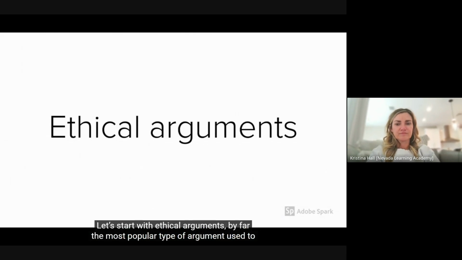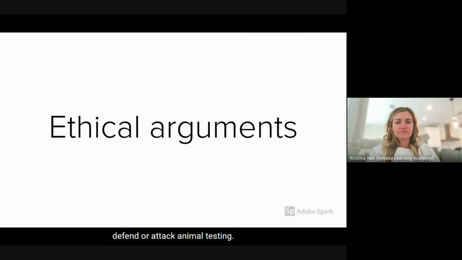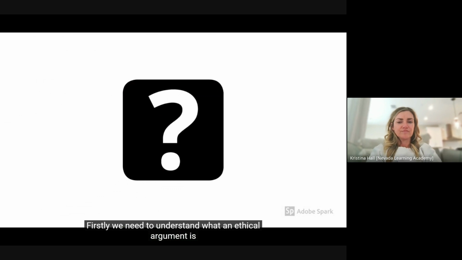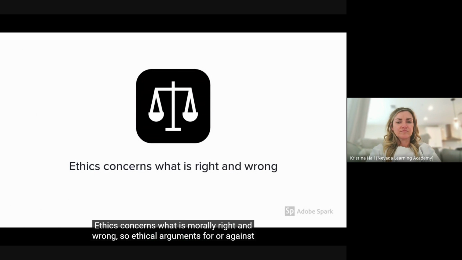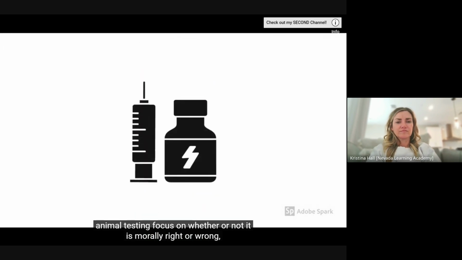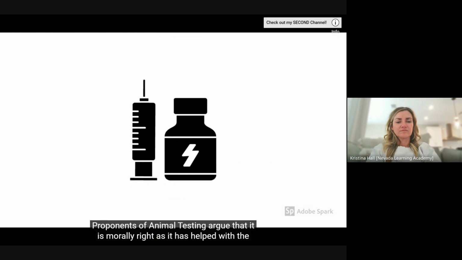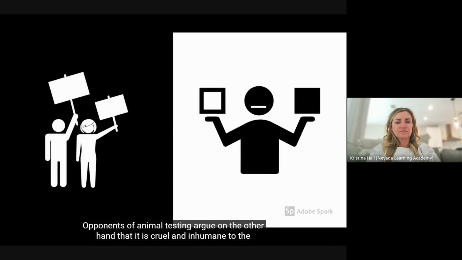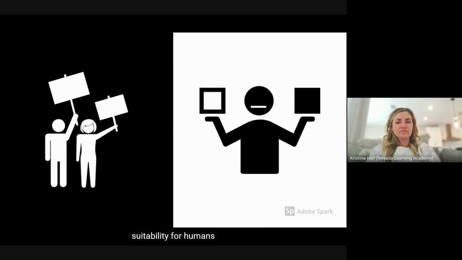Let's start with ethical arguments, by far the most popular type of argument used to defend or attack animal testing. Firstly, we need to understand what an ethical argument is. Ethics concerns what is morally right and wrong, so ethical arguments for or against animal testing focus on whether or not it is morally right or wrong. Proponents of animal testing argue that it is morally right as it has helped with the development of many life-saving treatments for both humans and animals. Opponents of animal testing argue, on the other hand, that it is cruel and inhumane to the animals and that there are often alternative methods that could be used to test product suitability for humans.